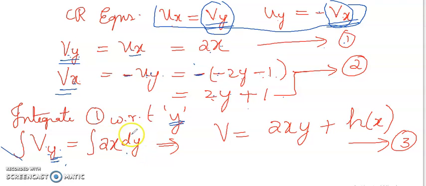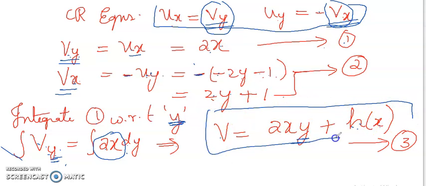So when you integrate with respect to y, vy will become v, 2x dy will become 2xy plus h of x. Since x is constant with respect to y, we take 2x into y. Then integrating the constant with respect to y gives h of x, a function in x. So when you integrate with respect to y, take the constant as a function in x, that is h of x. Now we have v here.